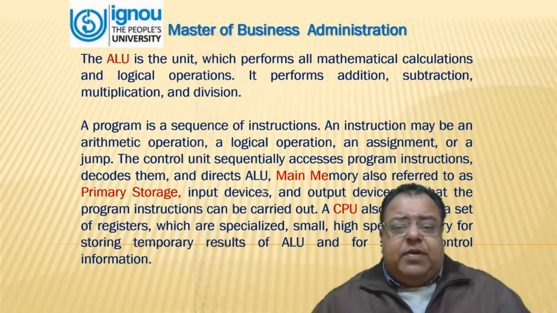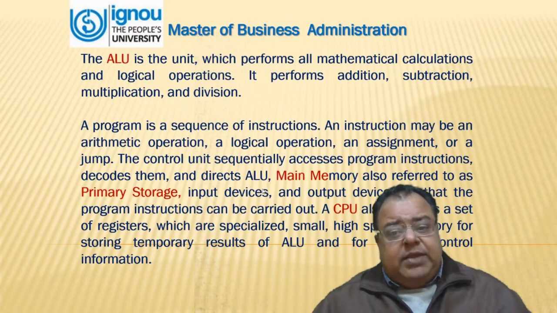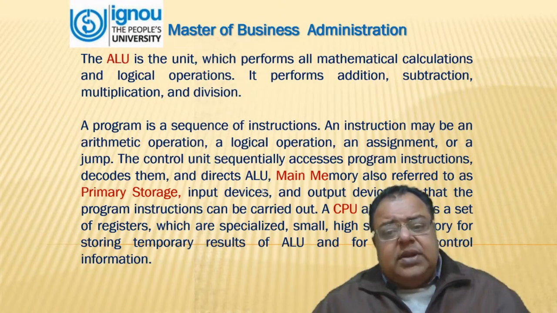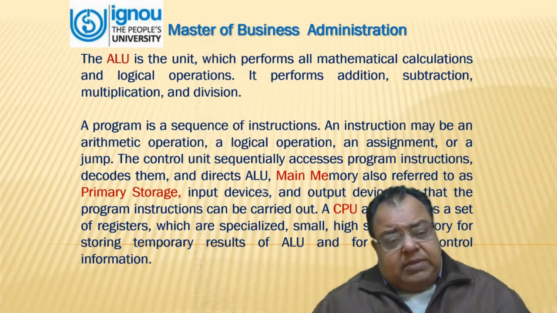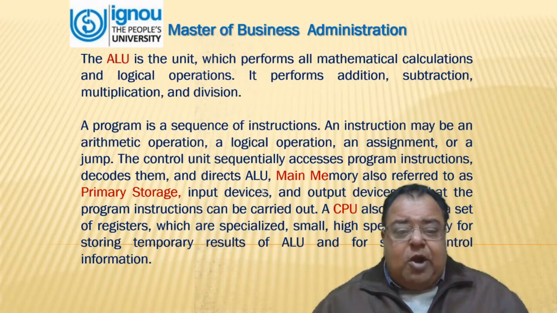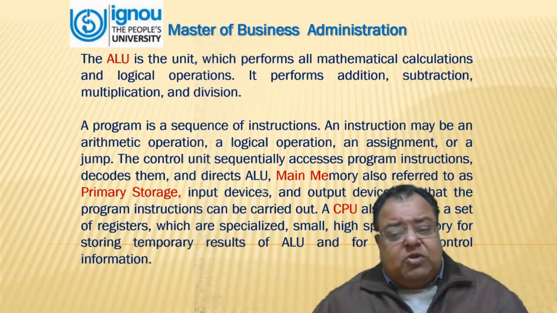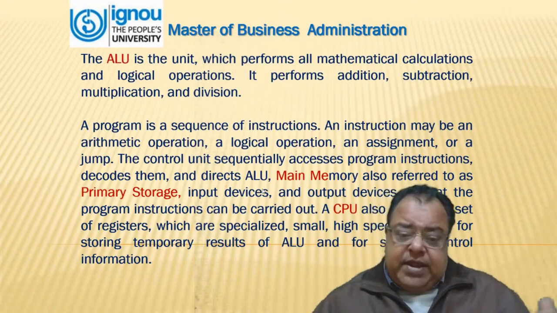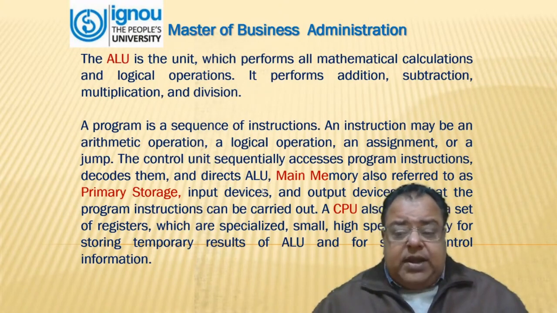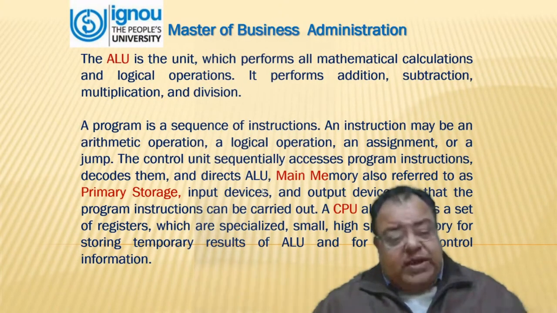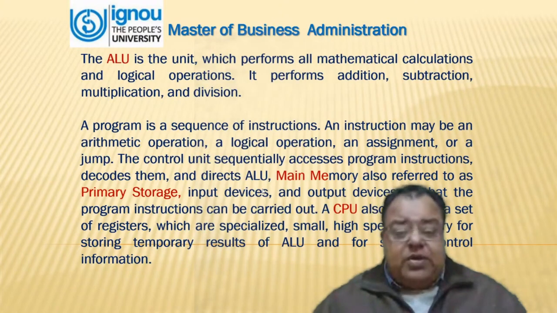The ALU is the unit which performs all mathematical calculations and logical operations. It performs addition, subtraction, multiplication, and division. A program is a sequence of instructions. An instruction may be an arithmetic operation, a logical operation, an assignment, or a job. The control unit sequentially accesses programs' instructions, decodes them, and directs the ALU, main memory, also referred to as primary storage, input devices and output devices, so that the program instructions can be carried out. A CPU also contains a set of registers, which are specialized, small, high-speed memory for storing temporary results of the ALU and for storing control information.